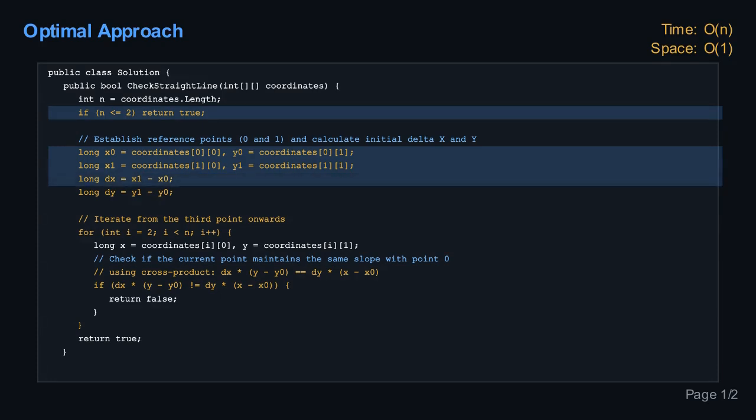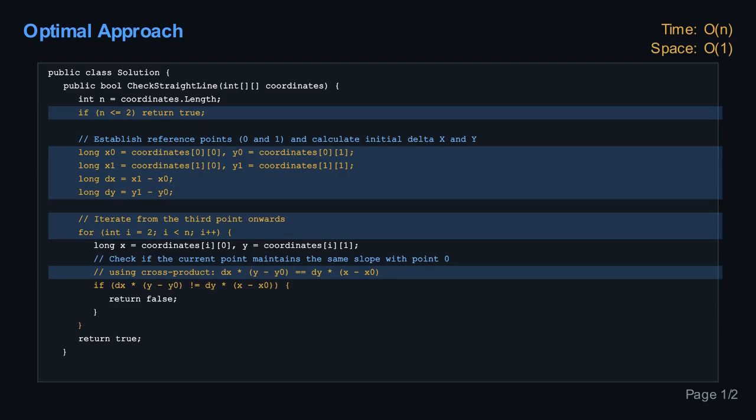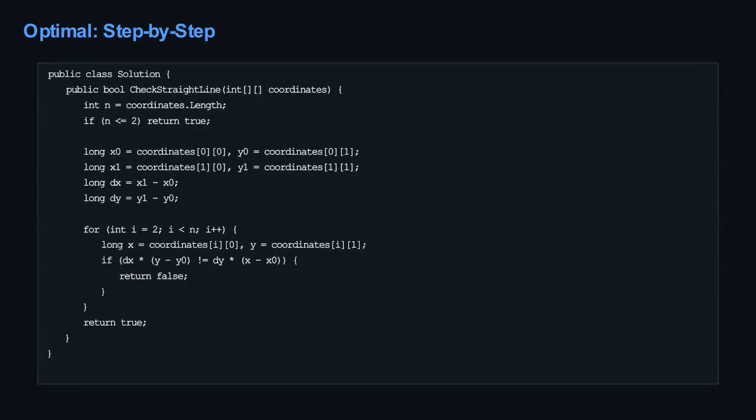To avoid floating point arithmetic and division by 0, we can rephrase the slope equality (y2 minus y1) divided by (x2 minus x1) equals (y3 minus y1) divided by (x3 minus x1) as a cross product: (y2 - y1) multiplied by (x3 - x1) equals (y3 - y1) multiplied by (x2 - x1). This works even for vertical lines where x values are the same. We handle the base case of 2 or fewer points, which are always collinear, and then iterate from the third point onwards. Let's trace this with an example.